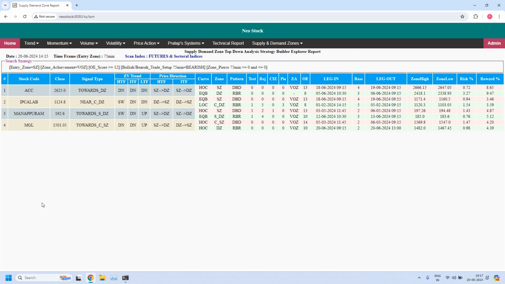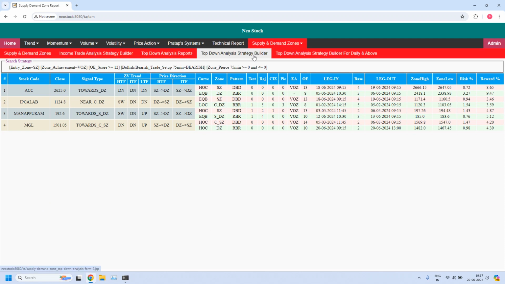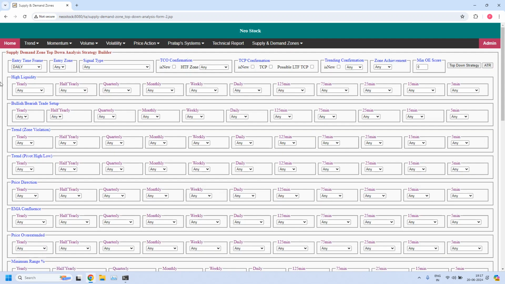Okay, now we will generate bullish and bearish trade setup for daily income trade. In daily income trade, entry time frame should be 15 minutes. For bullish trade setup, entry zone is demand zone. In bullish or bearish trade setup, 15 minutes time frame, I am selecting the value bullish.